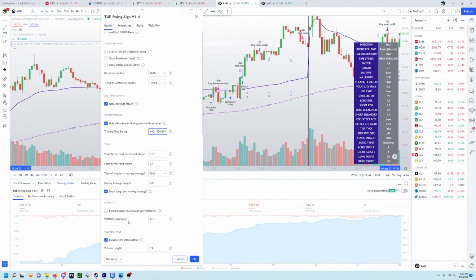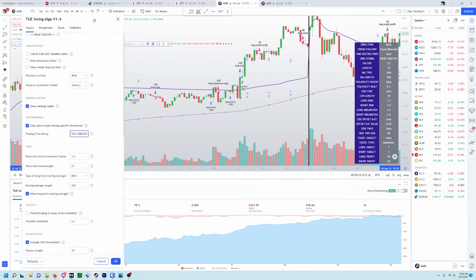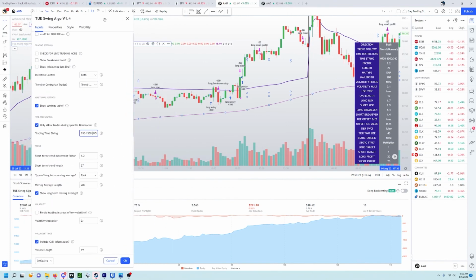Let's go back. 144. It added a lot of trades. 33 trades. And we only got a couple hundred extra bucks. That's not worth it. And that's normally what I see on Mondays and Fridays.